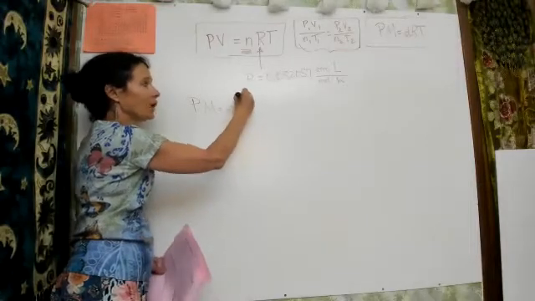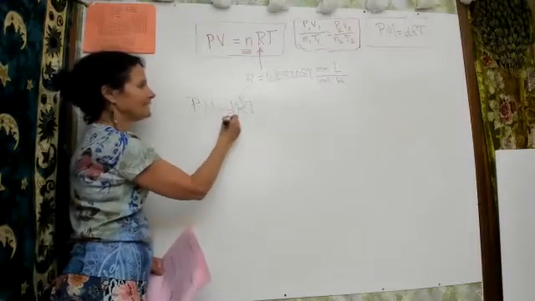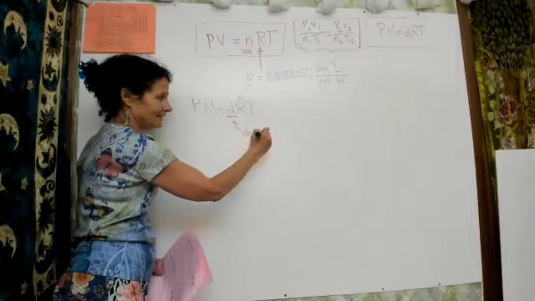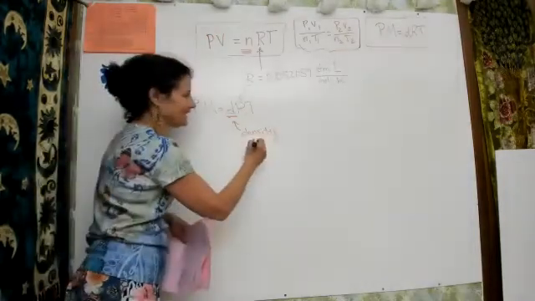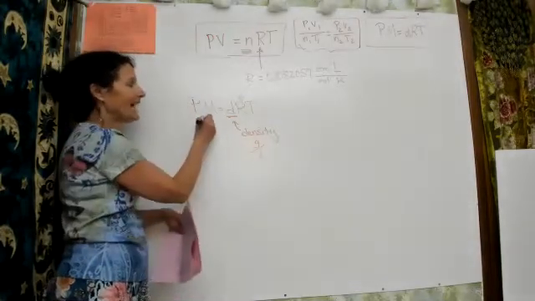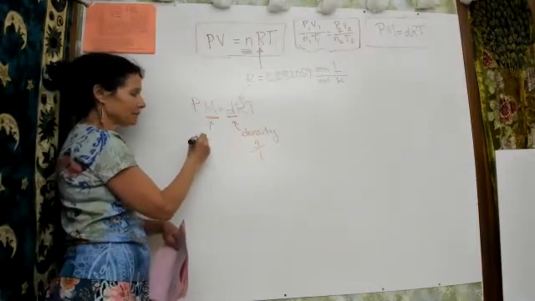This is the same R. This is T in pressure. D stands for density. And gases take up a lot of space, so density is going to be grams per liter. And this capital M stands for molar mass.